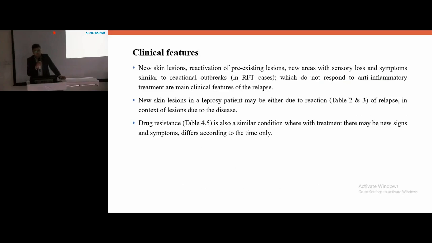So we need to differentiate whether this is a reversal reaction or early type 1 reaction, or an ENL, vis-a-vis clinical presentation of relapse. Drug resistance is also one thing which we should keep in mind. This is basically therapeutic or clinical ineffectiveness of MDT, which we get to see in a certain subset of patients, and in whom we should work up for drug resistance.